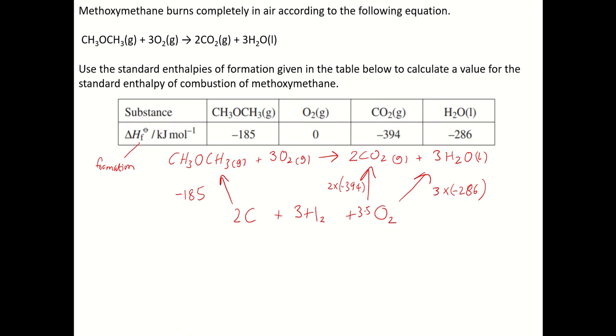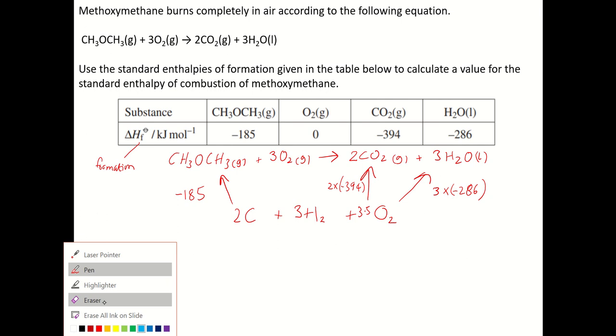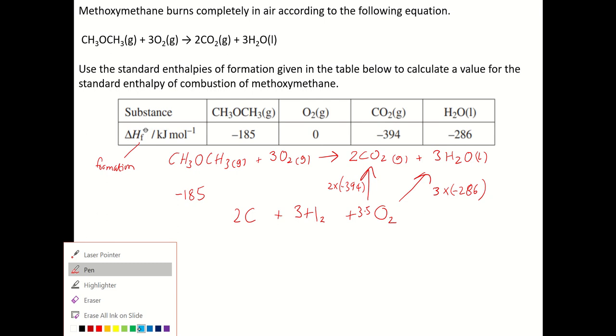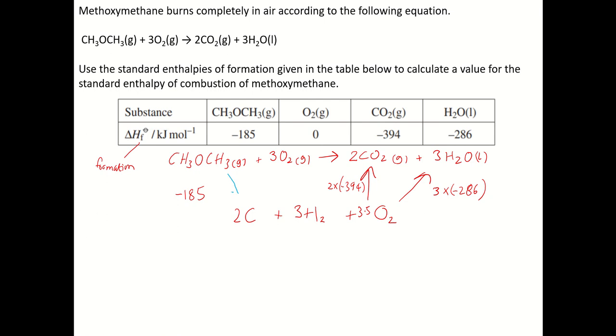So I actually need the eraser first. I'm going to remove this arrow and then add my new arrow, which is going to be in blue. So we're going this way, and then we can follow the route to the products. That makes more sense. So one step, we have to change the actual sign. So it was negative, so it becomes positive.